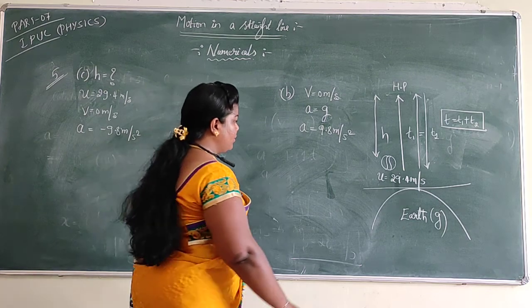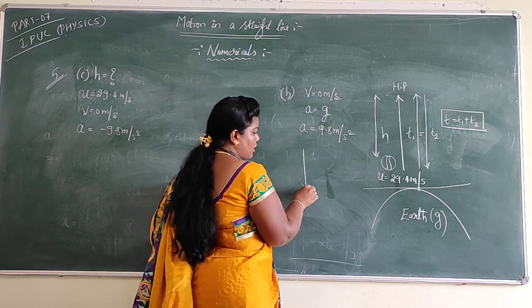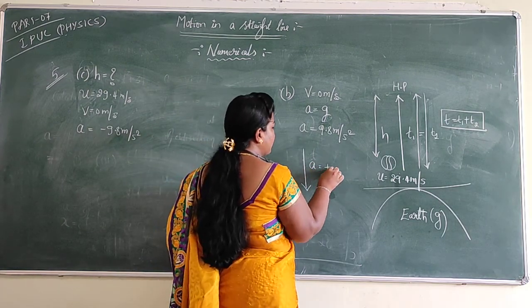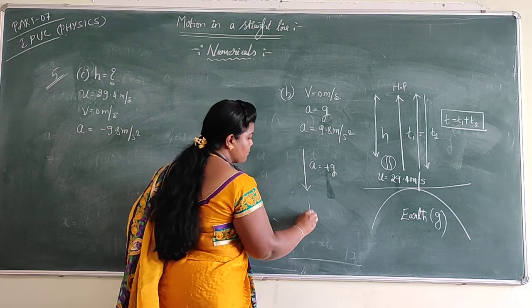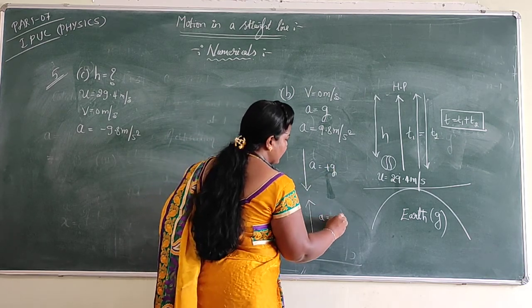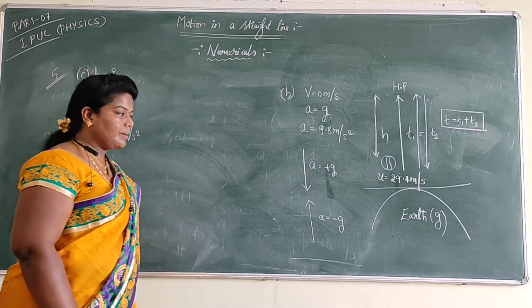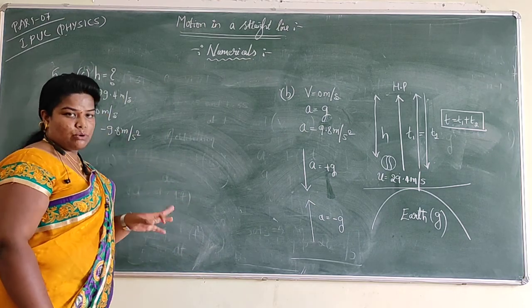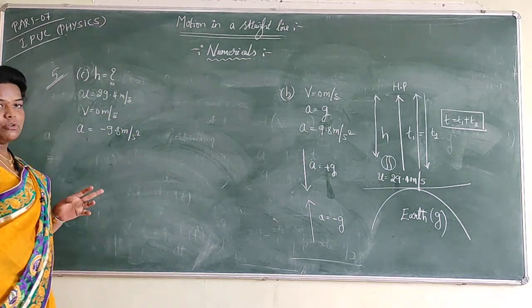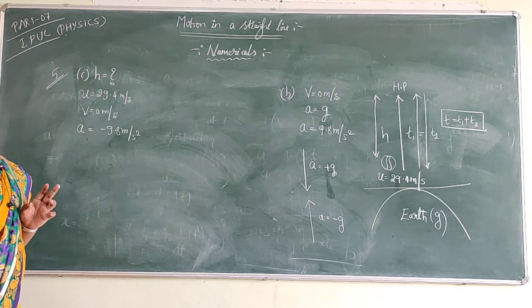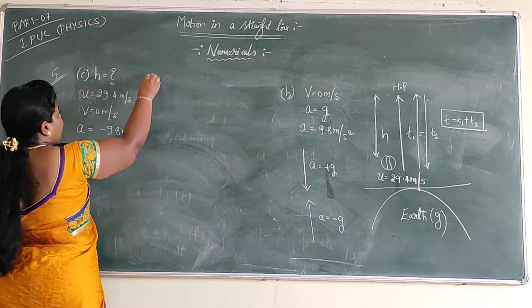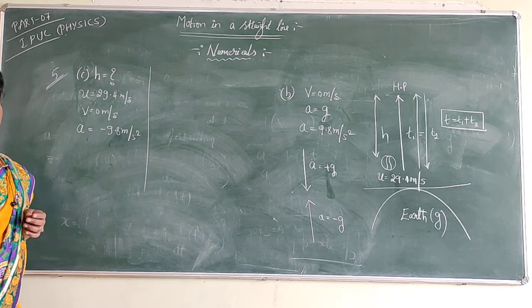As I said before, if the object is coming downwards, a is equal to plus g. Suppose the object is moving upwards, a is equal to minus g. So here the object is thrown upwards, so a becomes equal to minus 9.8 meter per second square. Now to calculate h, we have two formulas.